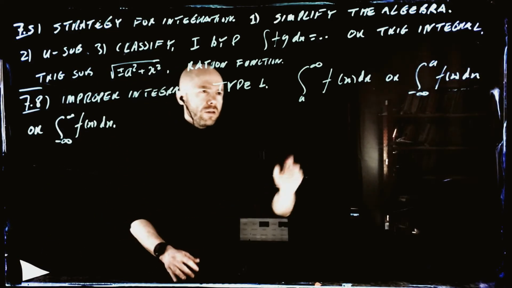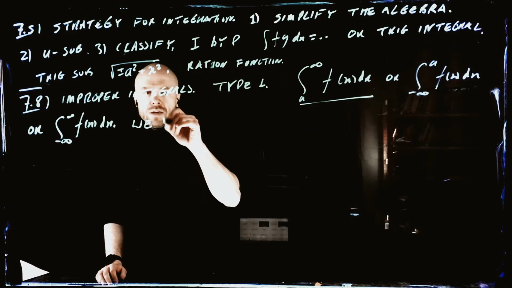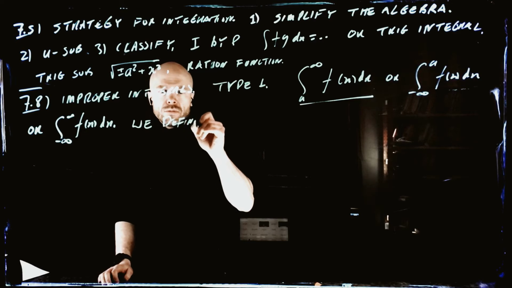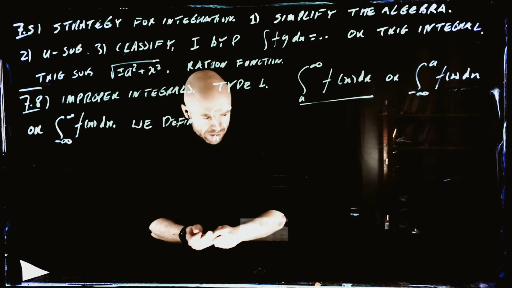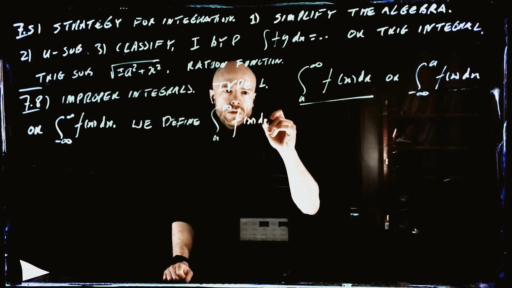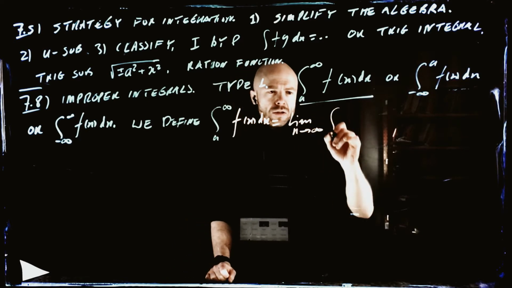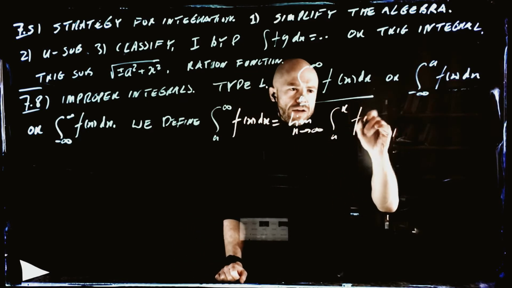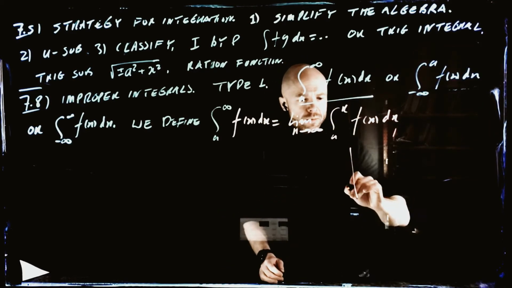Okay, so we're going to start with considering this guy. So we define the integral from a to infinity of f(x) dx to be the limit as capital R tends to infinity of the integral from a to R of f(x) dx. And if you think about it, that's the only thing it can mean, right?